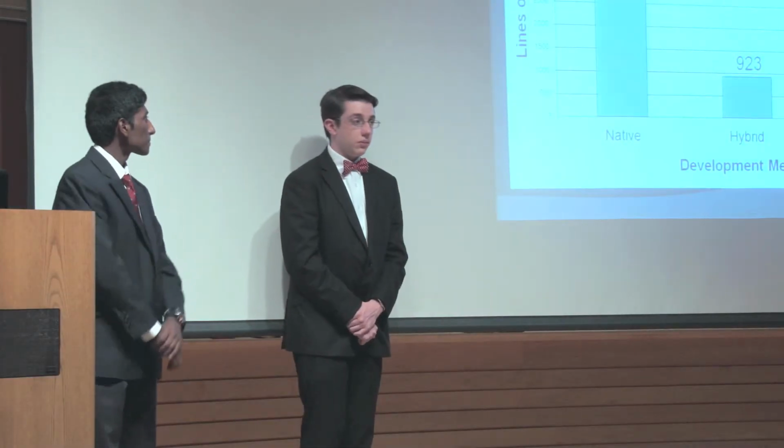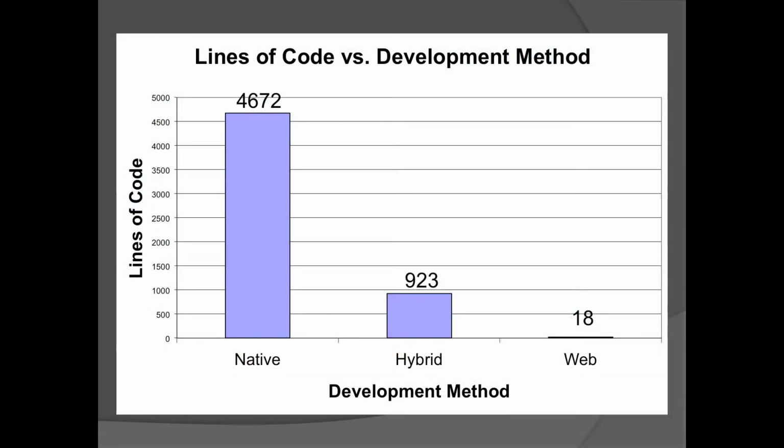So when a developer wants to make an app, he has to consider the time commitment, and we represent this using the lines of code. So you can see for the native Android app, we use a little over 4,500 lines of code. The hybrid app was a little under 1,000. The web app used 18 lines of code.